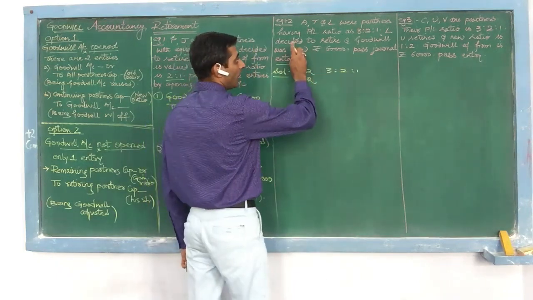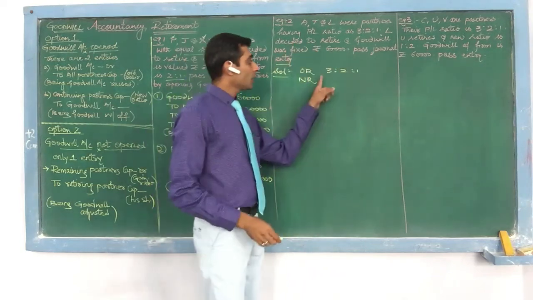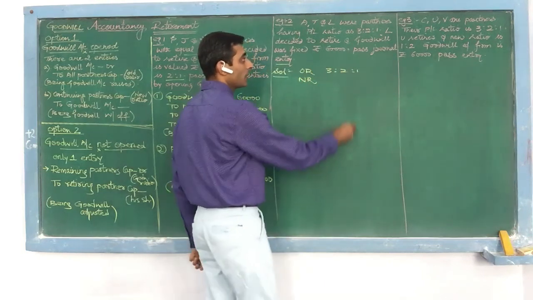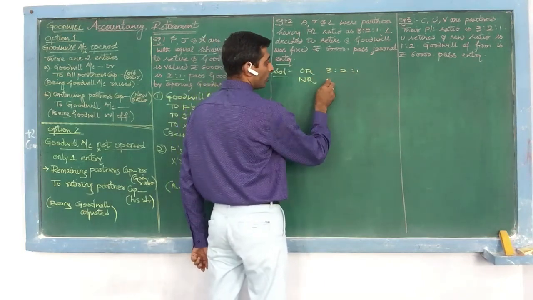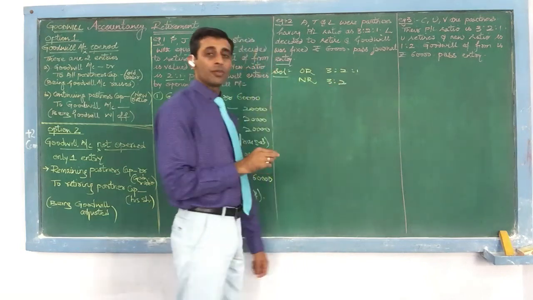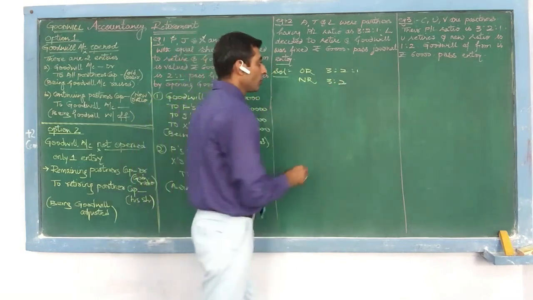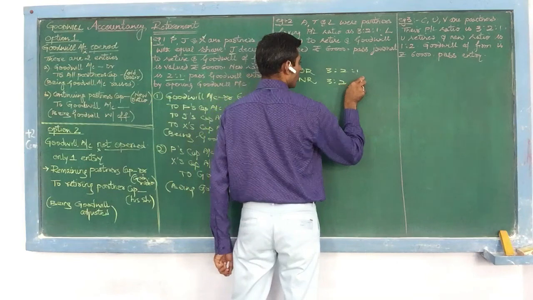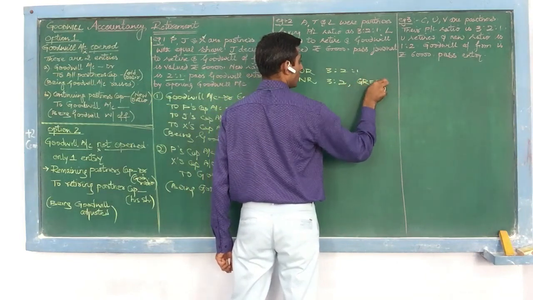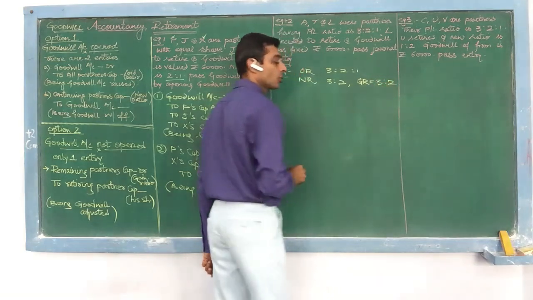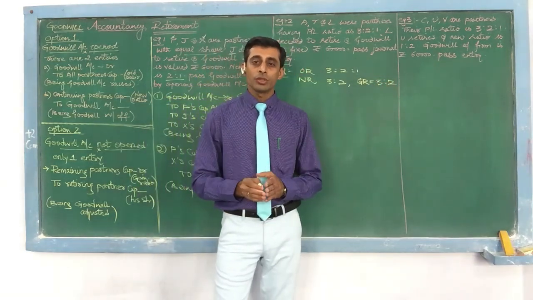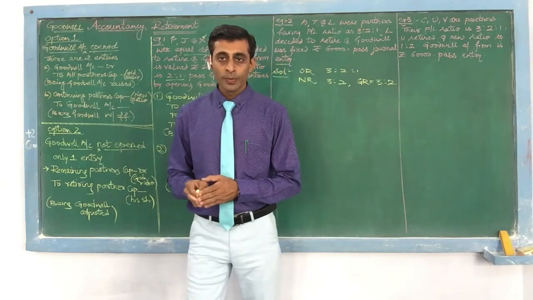Since A, T, L are partners, they are sharing old ratio 3:2:1. Third partner L is retiring, so new ratio would be 3:2. Since it is not given in the question, we assume that gaining ratio will also be the same. There is no need to calculate gaining ratio by applying the formula of new ratio minus old ratio.